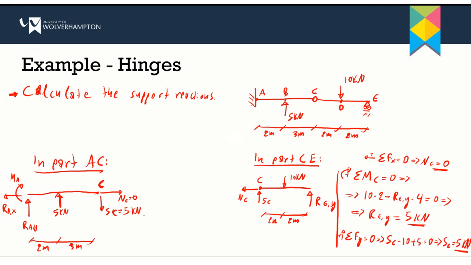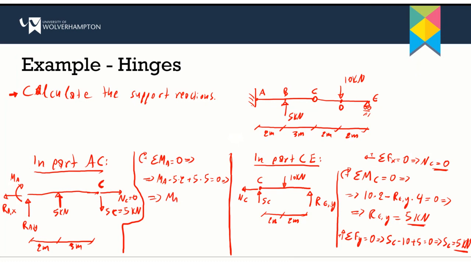So if I apply the equations of equilibrium, I can say that the sum of moments about point A has to be equal to zero. So MA minus 5 times 2 plus 5 times 5 equals 0, or MA equals, this one is 10, this one is 25, so MA plus 20 plus 15 is 0, or MA is negative 15 kilonewton meters.